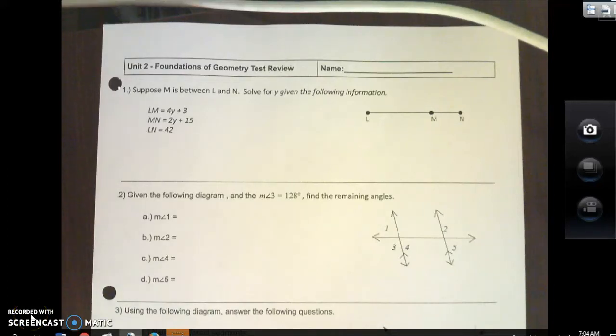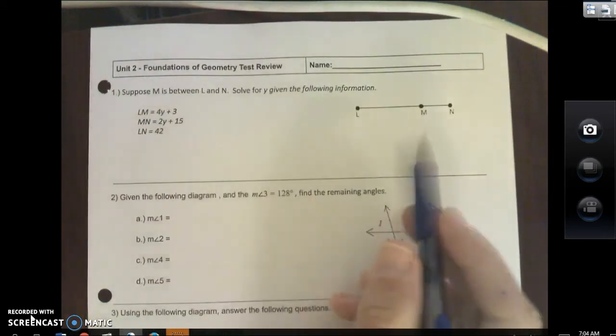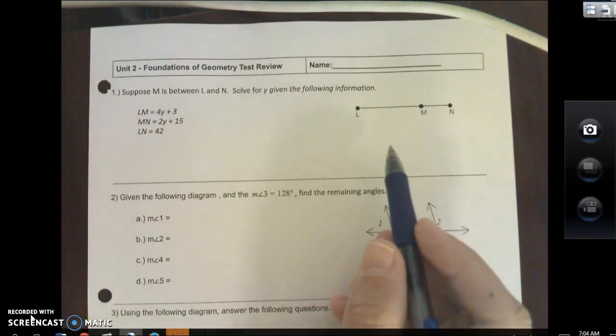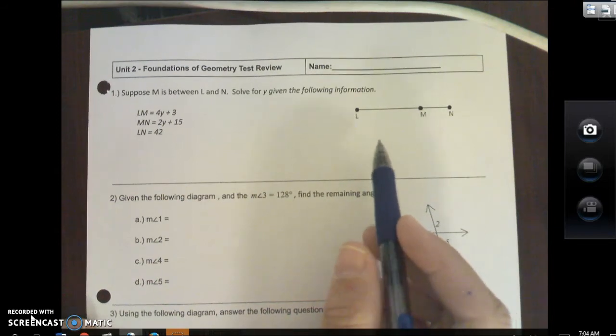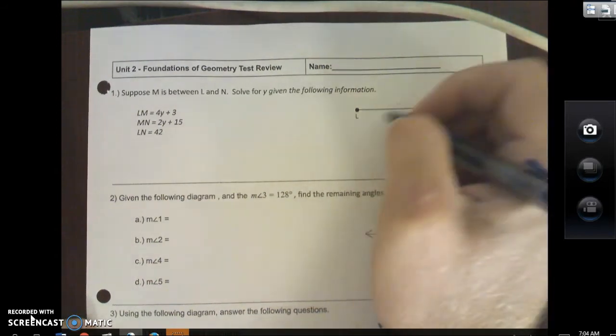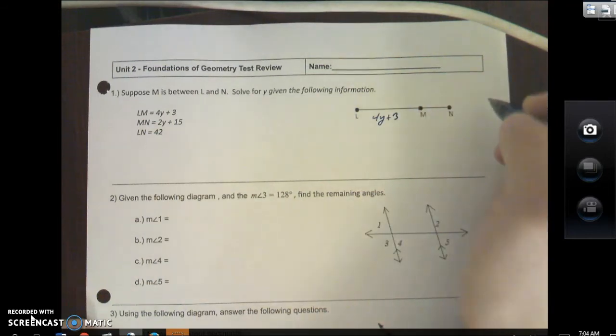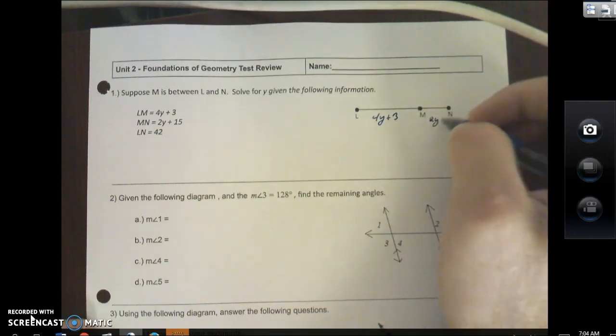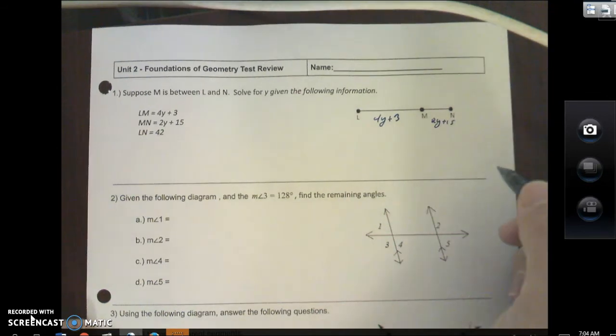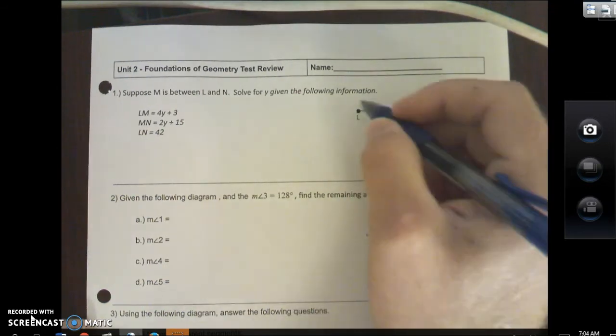Today we're going to take a look at our Unit 2 Foundation of Geometry test review, so we'll get cracking here. The first thing we're going to take a look at says, suppose M is between L and N. Solve for y given the following information. They're telling me LM is 4y plus 3, and MN is 2y plus 15. And they tell you the entire length is 42.